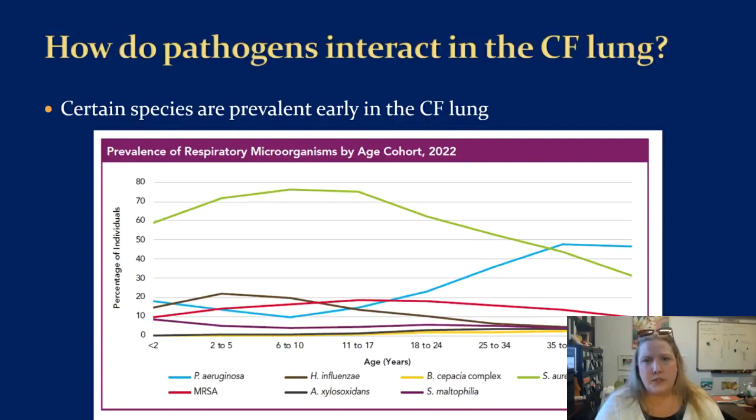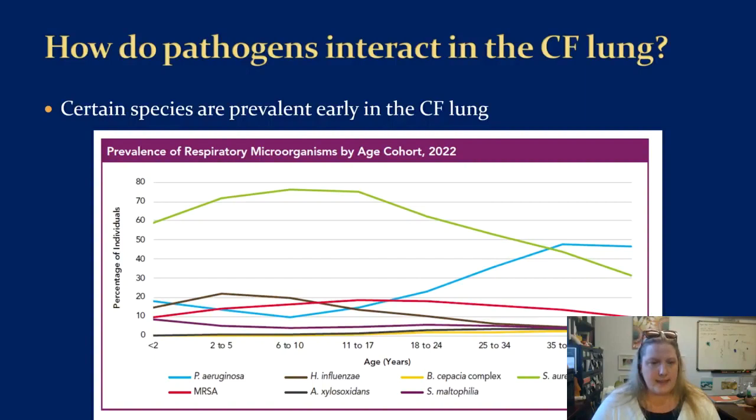So what species do we commonly see in the CF lung? Well, it turns out the CF Foundation, which is a nonprofit here in the U.S., tracks all 30,000 people in the U.S. through their doctors by offering CF doctors compensation, offering clinics compensation to report back data. And every year the CF Foundation comes out with an annual patient registry report. And the last one came out in 2022 because it takes them a little while to get the data.